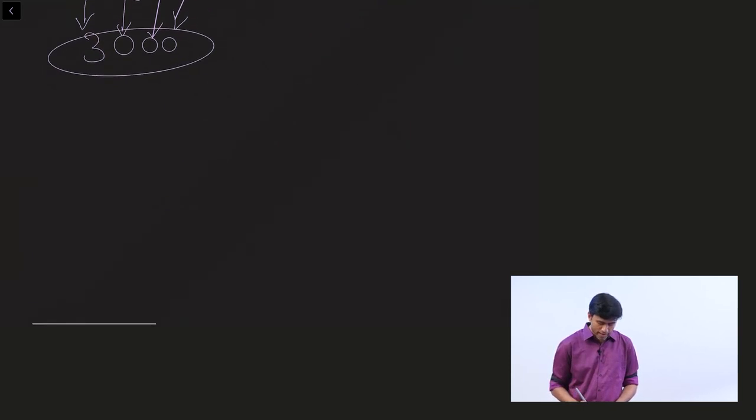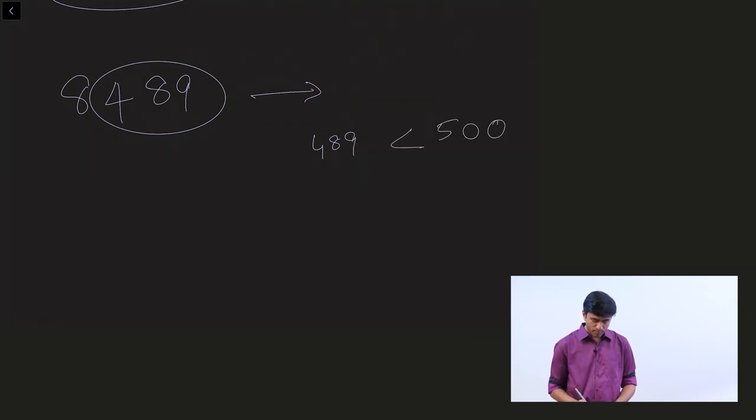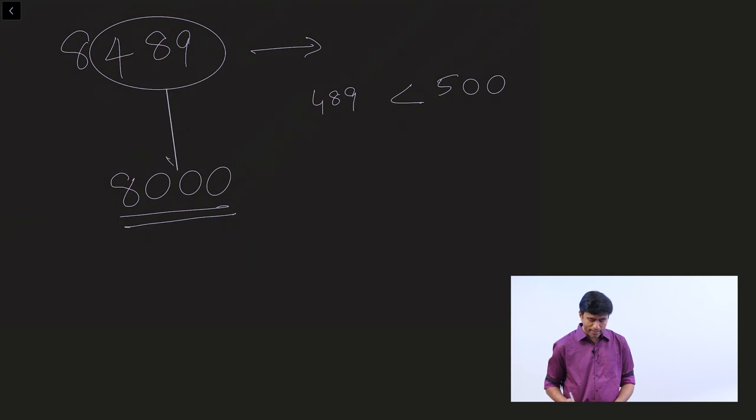Please round off 8,489 to the nearest thousands. Last three digits, 489, is less than 500. So you make the ones place 0, tens place 0, hundreds place 0 and leave the thousands place as it is. So 8,489 is rounded off to 8,000.